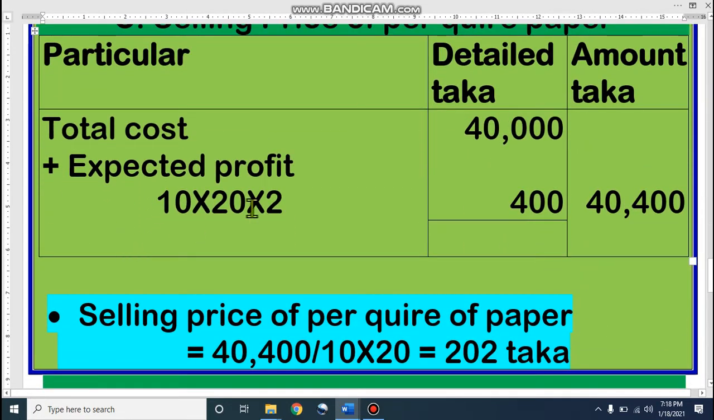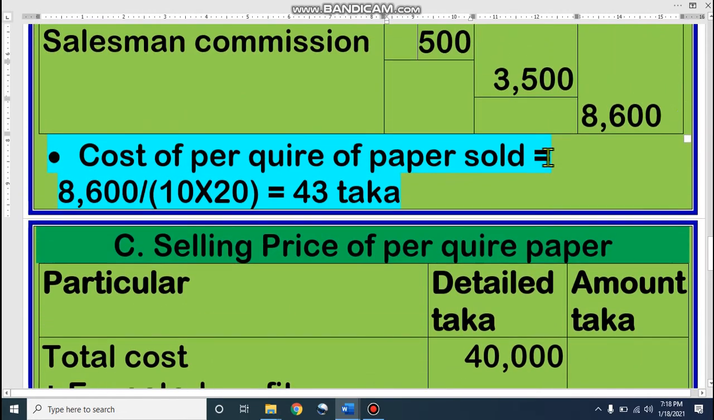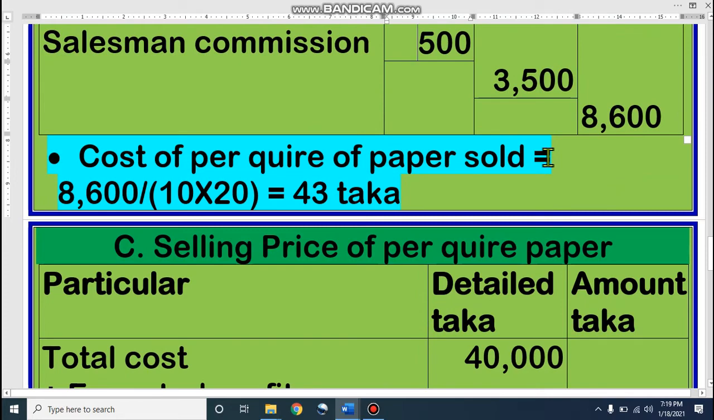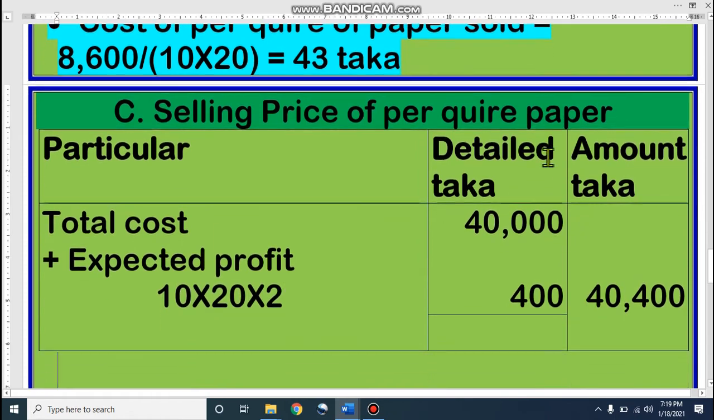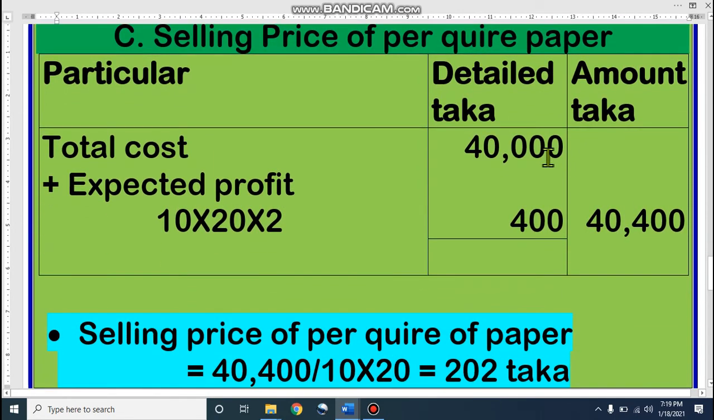Dear student, look at, total cost is 40,000. It is given in the question. In our math, total cost is 8,600. But in the question, it is said that we have to consider total cost is 40,000. That's why I have written here total cost 40,000.